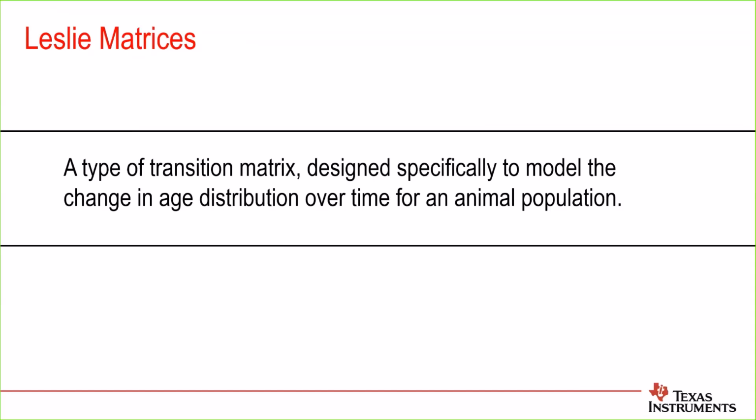So right at the start, why do we use them? Well, they're a type of transition matrix. So if you've never seen these objects before, you may have heard of them as transition matrices. They're typically designed to model the change in age distribution over time for an animal population. That doesn't mean you couldn't use them for the human population, but there are a lot more variables in that, so they were designed for animal populations.